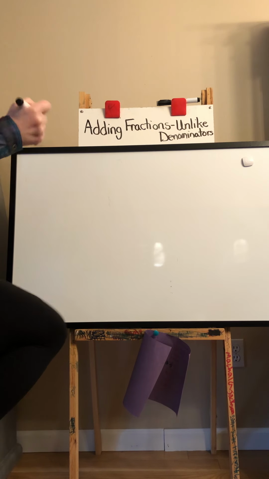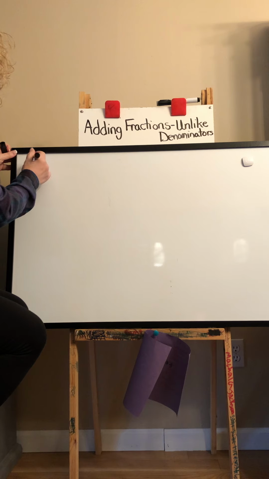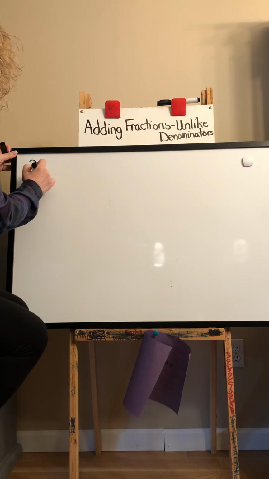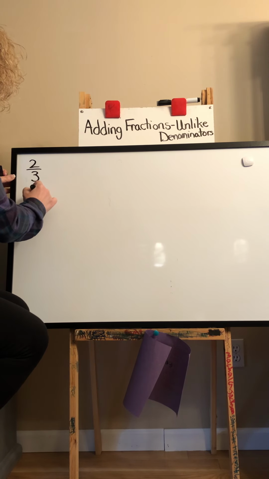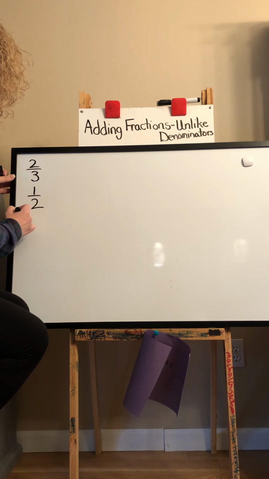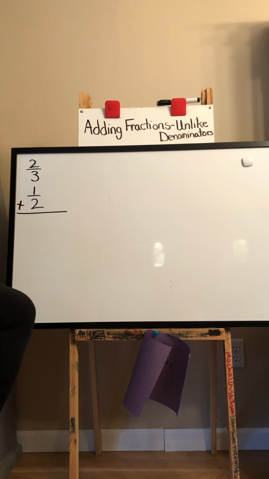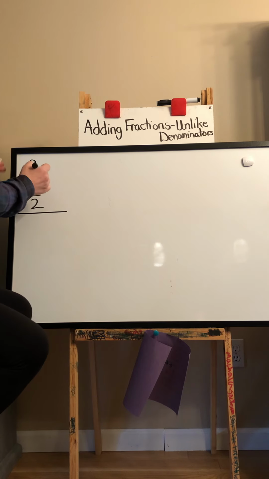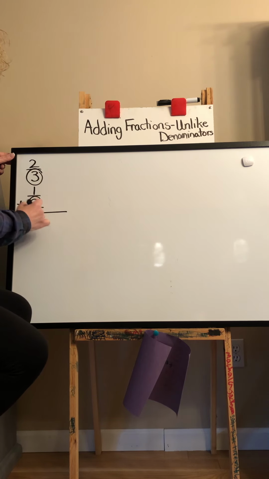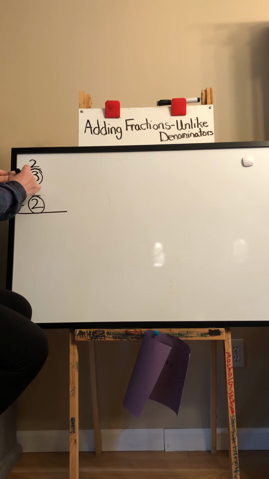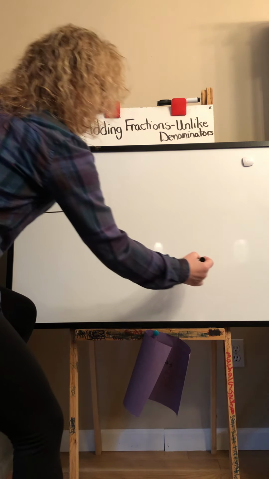Okay, so let's try 2/3 and 1/2. First thing we're going to look at is the denominators. And we're going to say, oh, they're not the same. They're unlike. So I need to find common denominators. I always deal with the biggest denominator first.